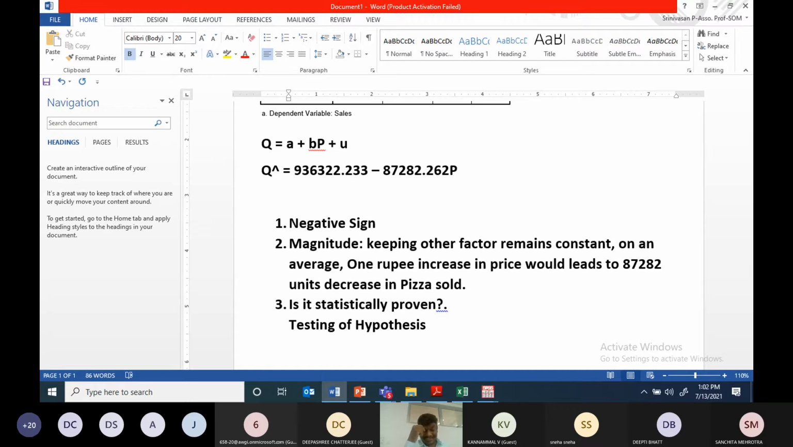Testing of hypothesis. Now, what is the null here? Come on, participants, you tell me what the null is.